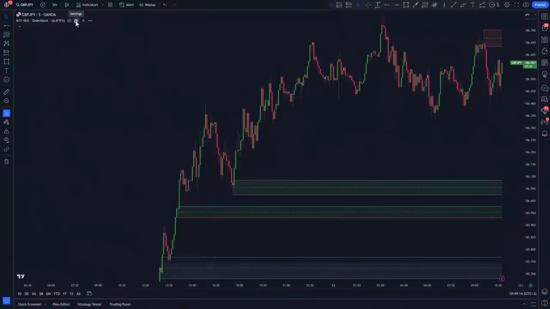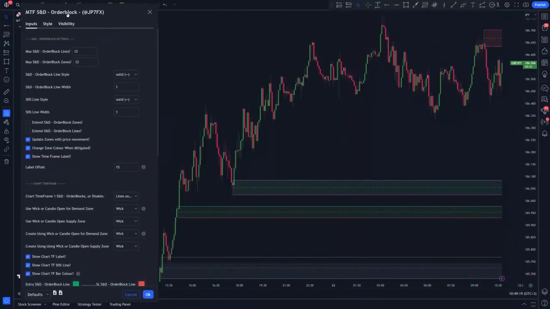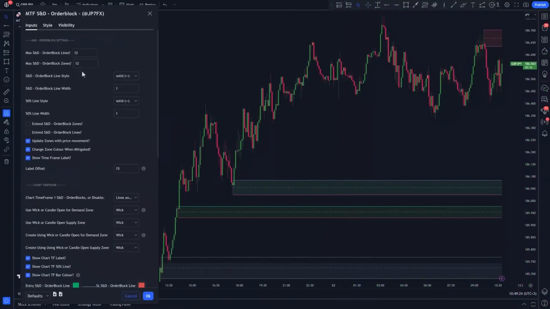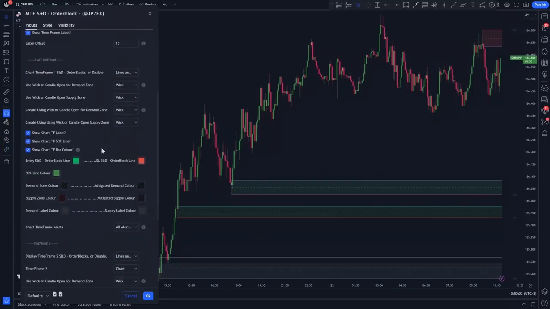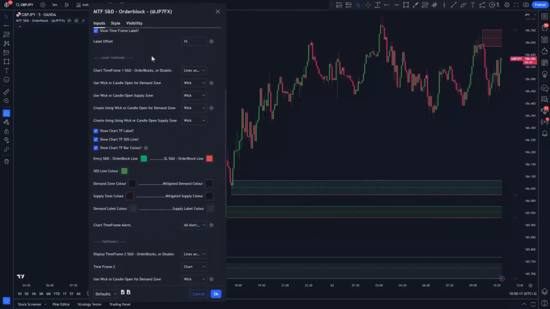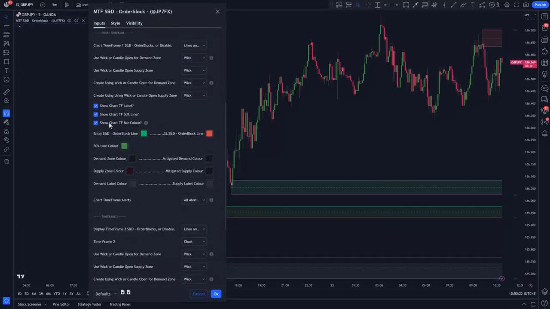Now, looking at the settings of this indicator, we can see tons of customizable options. Things like the maximum supply and demand lines on the chart. We can also change the supply and demand line style and the supply and demand line width. We can change the line style of the 50% line, the width of the 50% line, and all these settings. But the most important thing about this indicator is the fact that you can have it display the supply and demand zones of a time frame that is different from that of your chart.